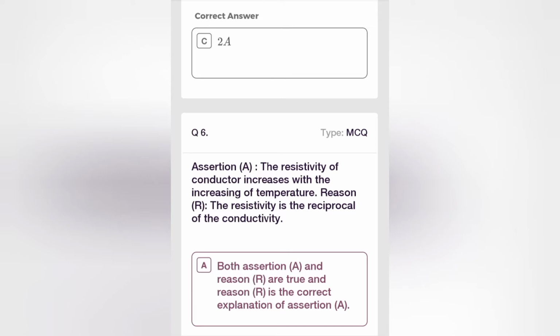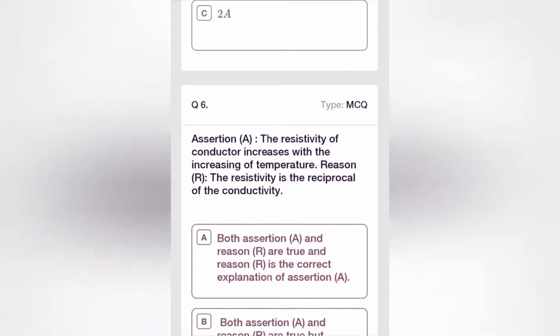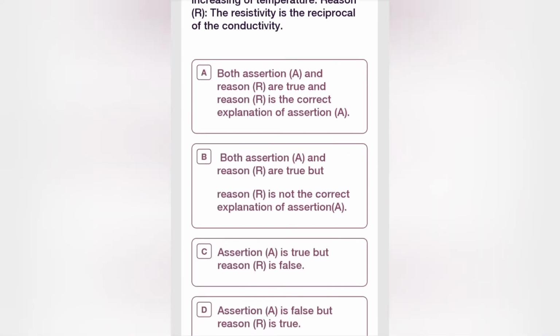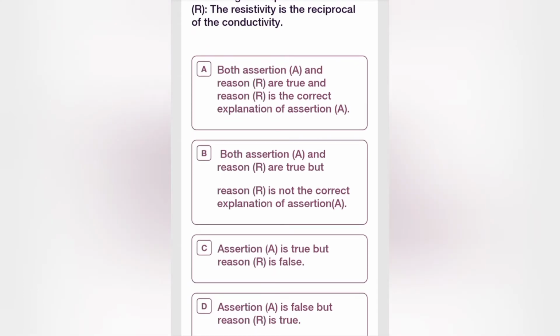See, reason is resistivity is reciprocal of conductivity. Resistivity is reciprocal of conductivity is right. Resistance increases with increase in temperature also right. But resistivity is reciprocal of conductivity won't be the correct reason for the assertion. So option must be B. Both assertion and reason are true, but reason is not correct explanation of assertion. Okay, so option B is the correct answer.